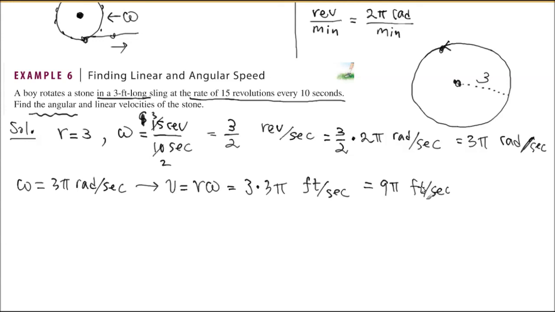And everybody frowns. Who wants that 9 pi? We usually want how many feet, so let's do that. It's roughly, what is 9 pi in decimal?